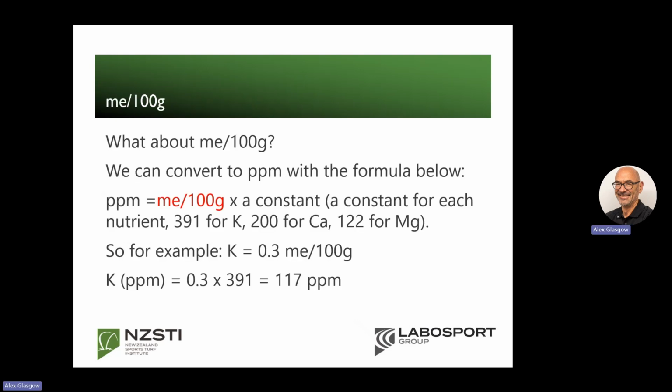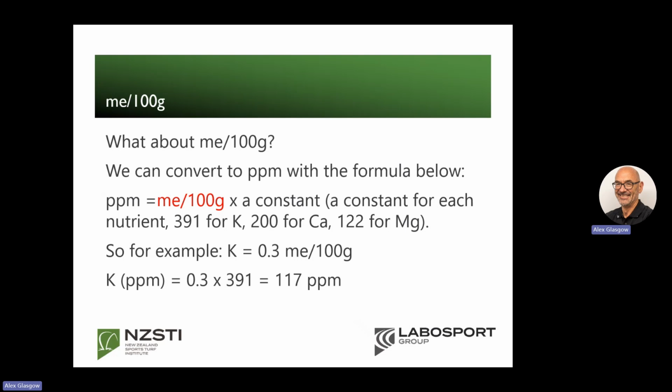Okay, so what about this one here? This is one we talked about before, milliequivalents per 100 grams. We can convert this to ppm. Unlike the other ones, this is not a parts per million equivalent, but we can convert it to parts per million with the formula below: parts per million equals milliequivalents per 100 grams, that's the number from the soil test result, times a constant. There is a constant for each of the nutrients. For example, 391 for potassium, 200 for calcium, and 122 for magnesium.